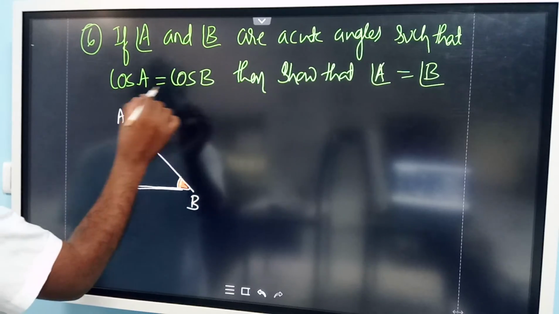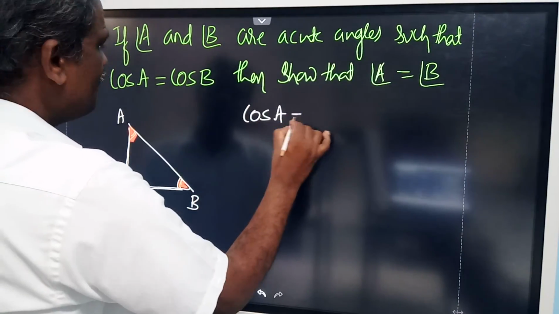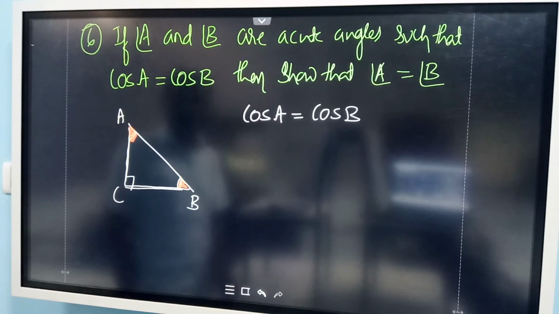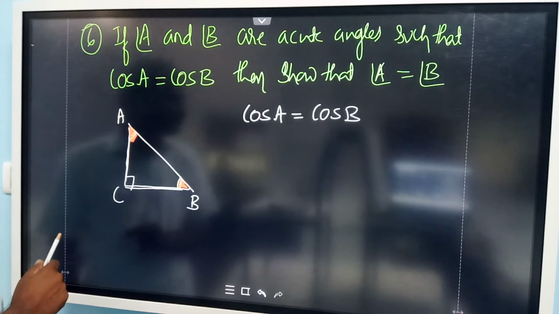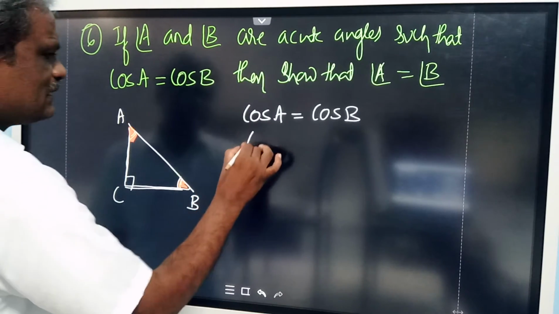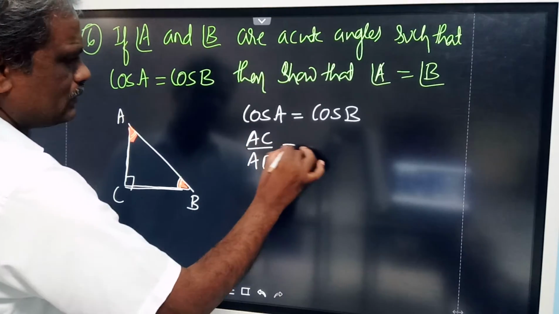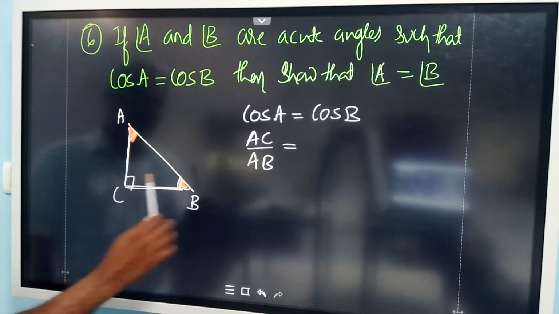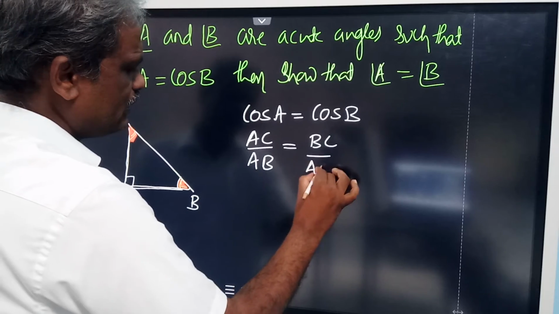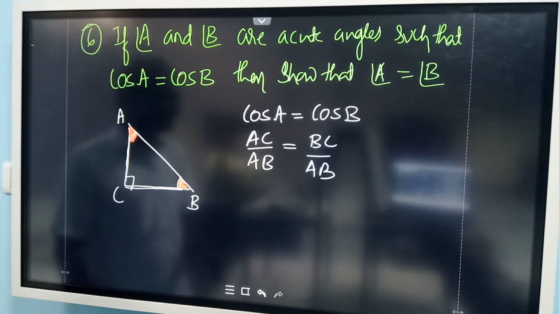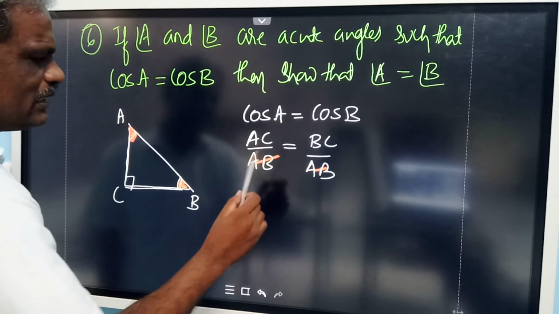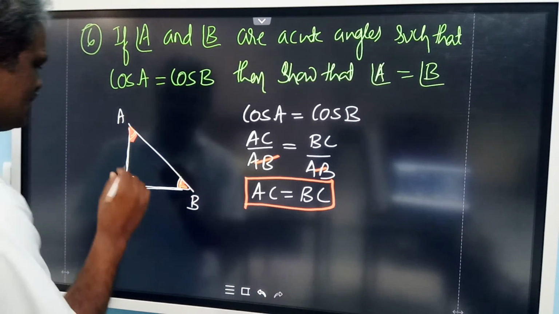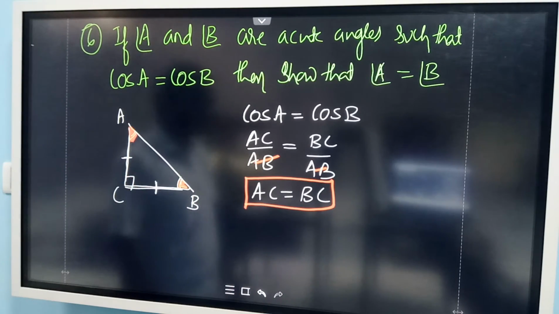Now it is given that cos A is equal to cos B. What is cos A? Adjacent by hypotenuse, so it is AC by AB. What is cos B with reference to angle B? Adjacent side here is BC, hypotenuse here is AB. Since the denominators are the same, you can cancel them. So you will get AC is equal to BC. These two sides are equal. It is an isosceles right triangle.